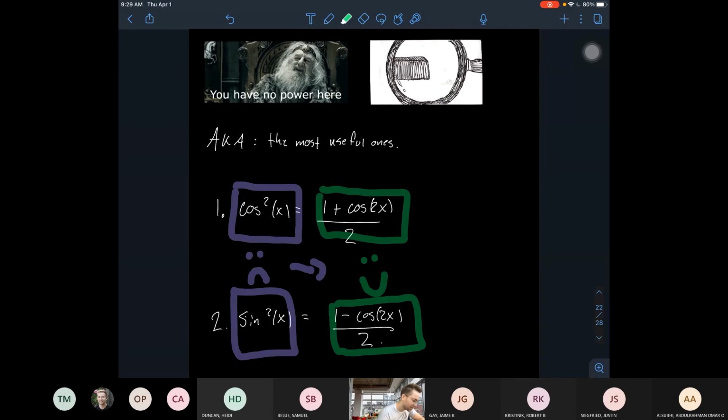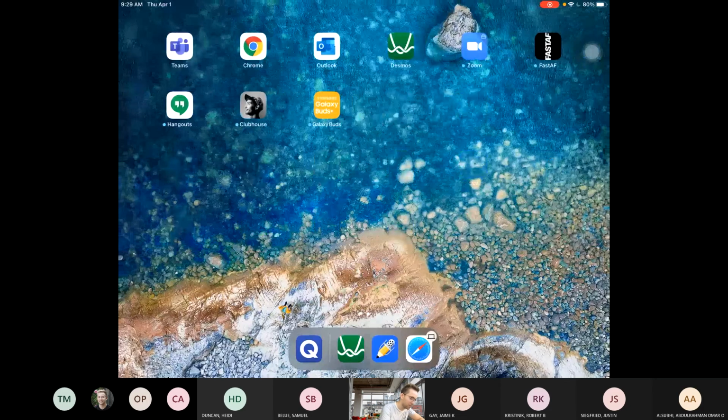Okay, this is the good thing about the half angle formulas. They turn these awful cosine squared x and sine squared x functions into 1 plus cosine of 2x over 2, or 1 minus cosine of 2x over 2. Okay, let me show you why that's great using Desmos.